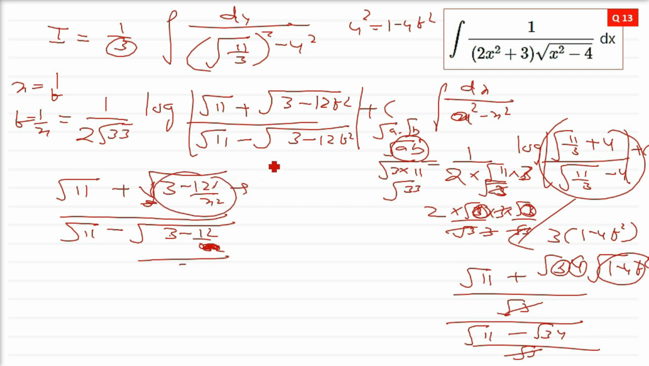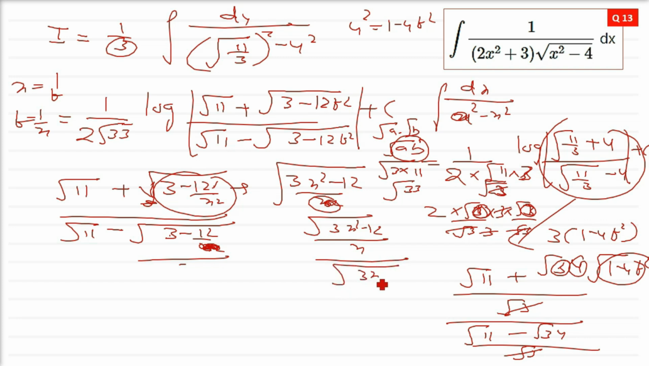So after resolution this will become, I am doing the second part, (3x² − 12)/x². X will come out, so (3x² − 12)/x. And this has to be added and subtracted with √11 preceding it. So √11 plus this one and √11 minus this one. So x multiplied by √11 will give you x√11.